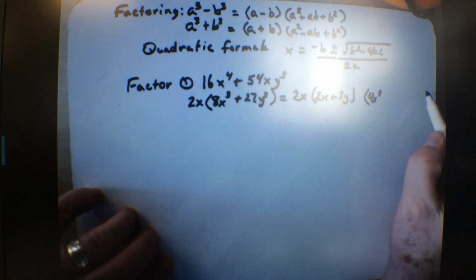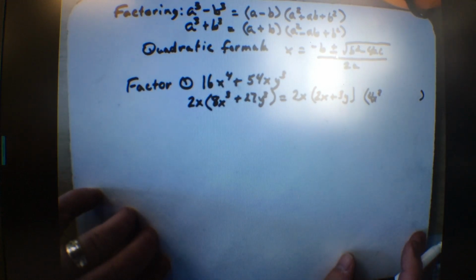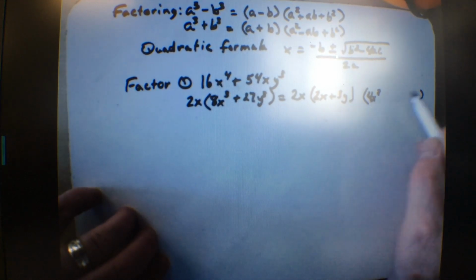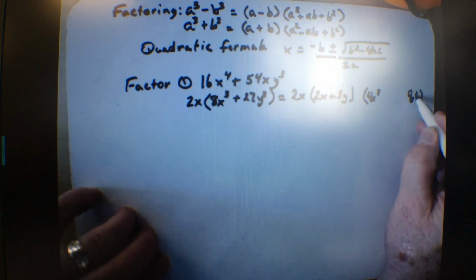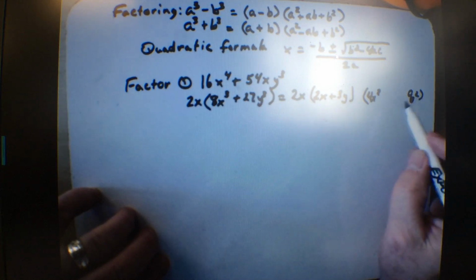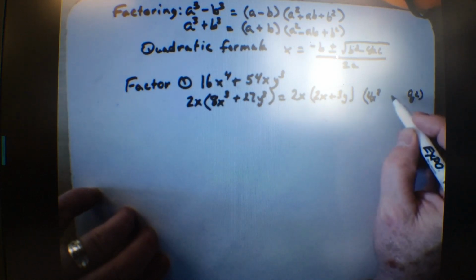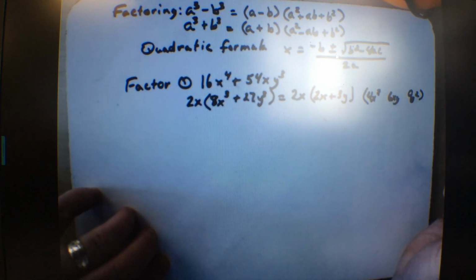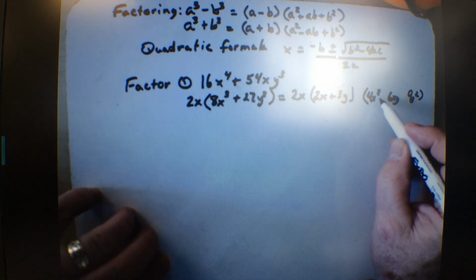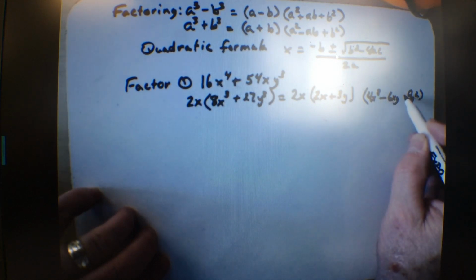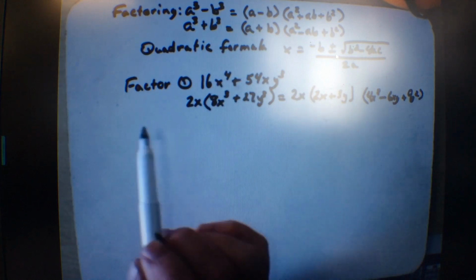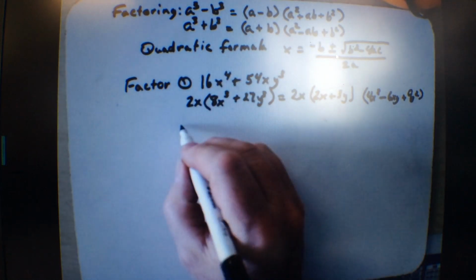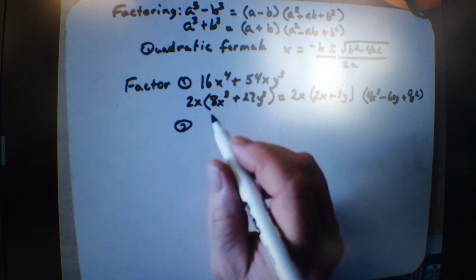I'm going to give myself some more room here. Okay. What's the last one squared? 9y squared. And then the product of the two is the middle term, right? What is that? 6xy. Okay. And so what's this sign? Minus. And this one? Plus. Okay. See how that works? You multiply these two. Right.